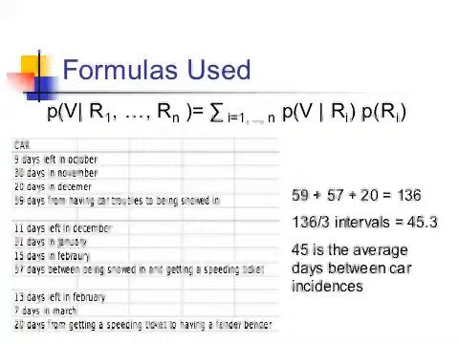By adding 59 plus 57 plus 20, I totaled 136 days between the first and last car incident. Then I divided the number of days by the number of intervals, 3, to get an average of 45 days between car incidences.